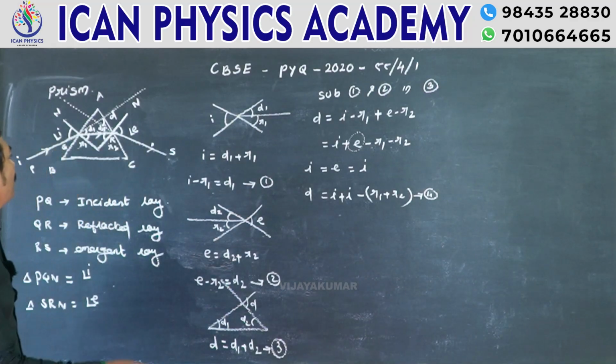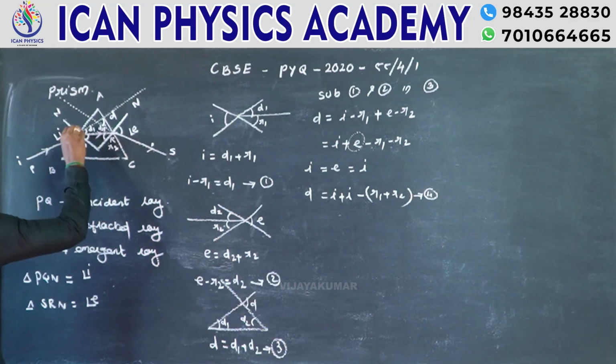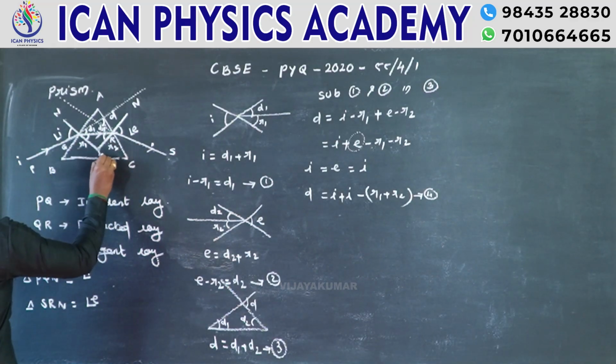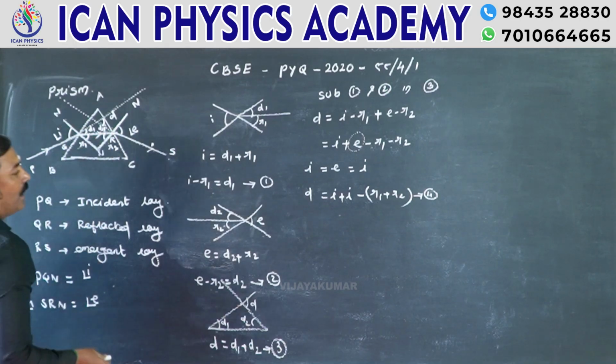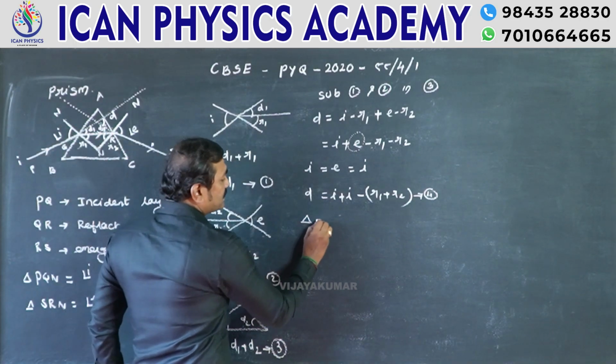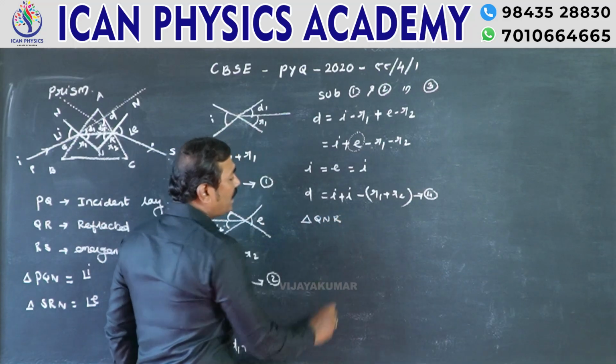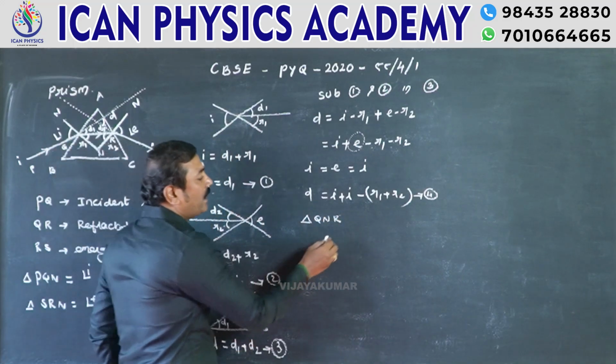Now look at this triangle. It can be taken as Q, N, R. So in the triangle QNR, we can get three angles.